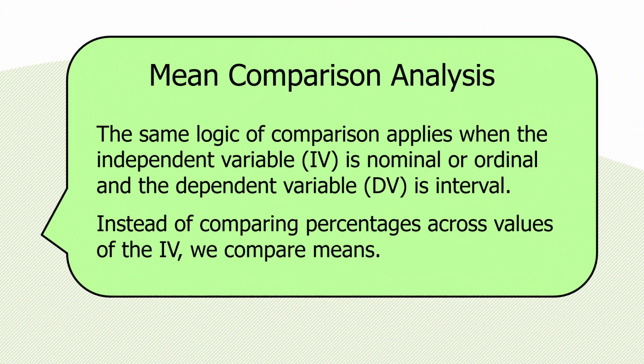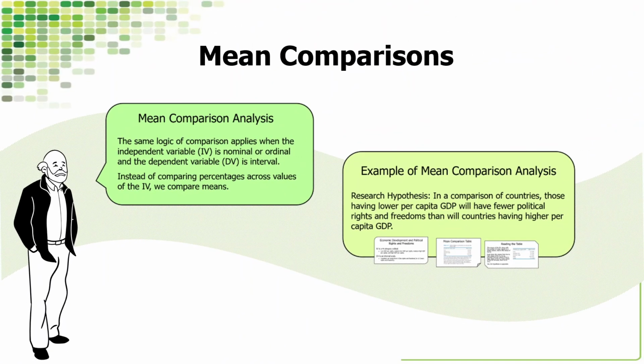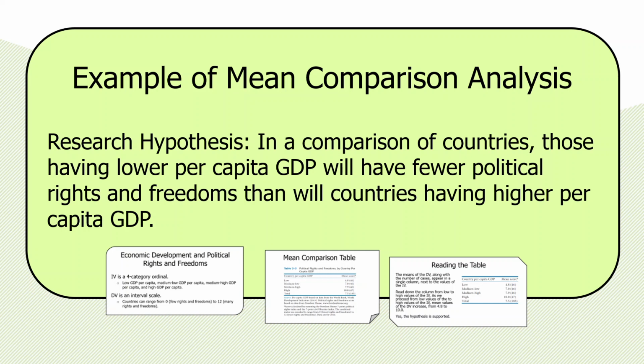Here's an example: economic development and political rights and freedoms. Hypothesis: in a comparison of countries, those having lower per capita GDP will have fewer political rights and freedoms than will countries having higher per capita GDP. So as economic development goes up, political rights and freedoms go up too. So that's the general idea behind this hypothesis.